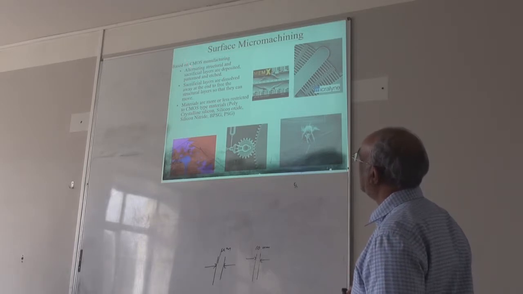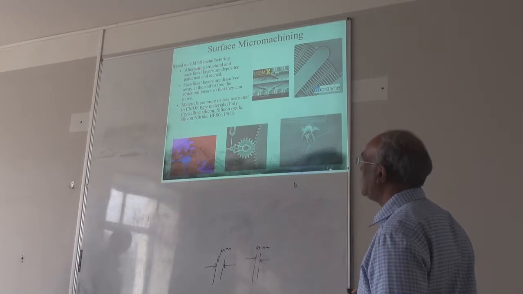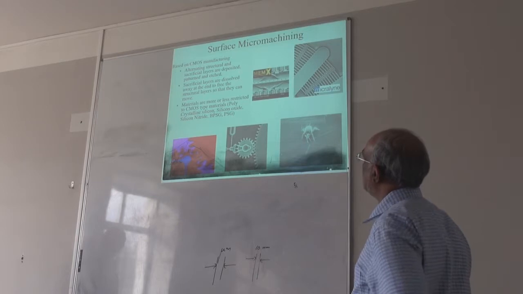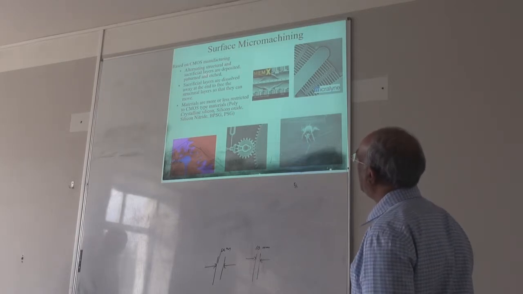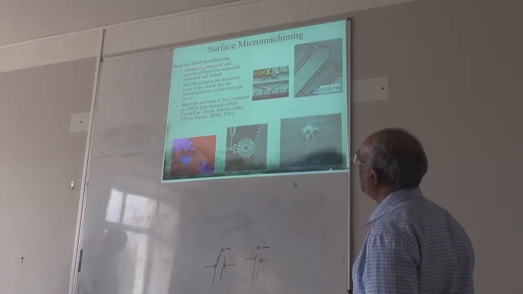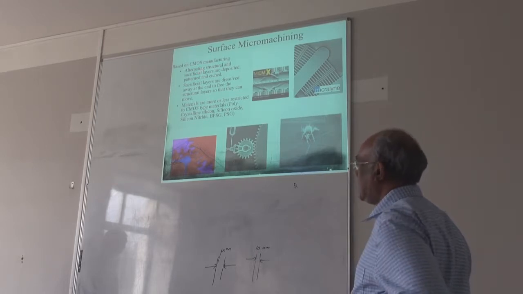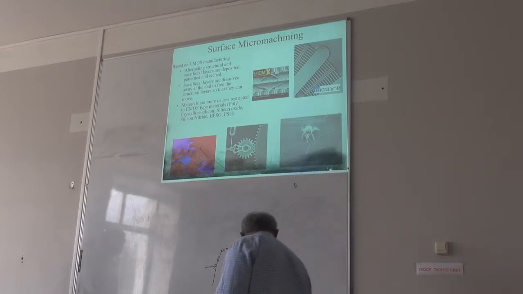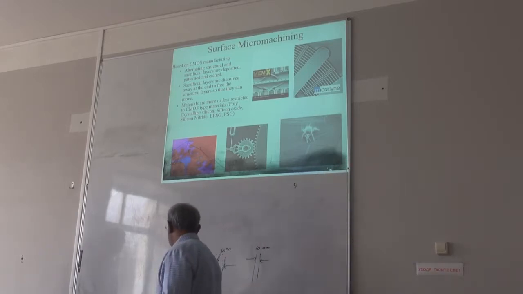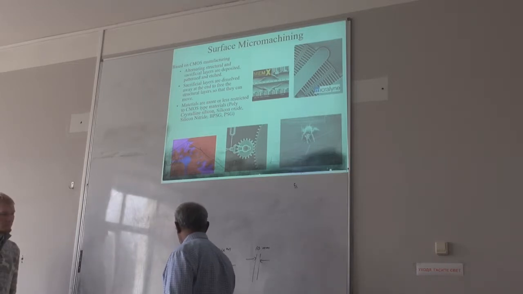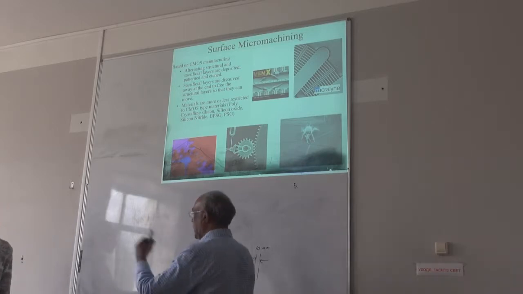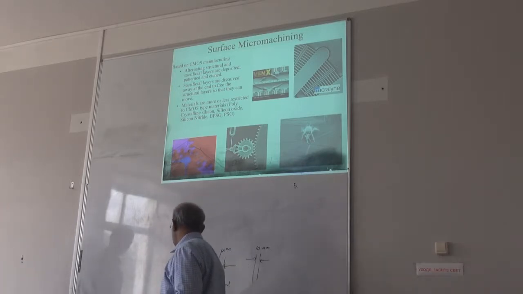So this is mostly CMOS, complementary metal oxide semiconductor technology. In this technology, we usually use something called the structural layer and the sacrificial layer. So if you have something on the substrate, we use a sacrificial layer, so later you can remove it. Then we have the active layer.